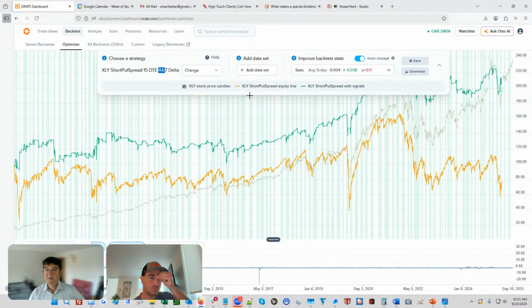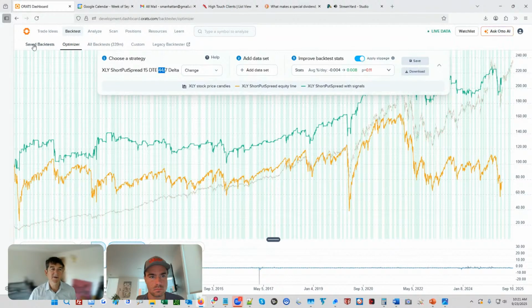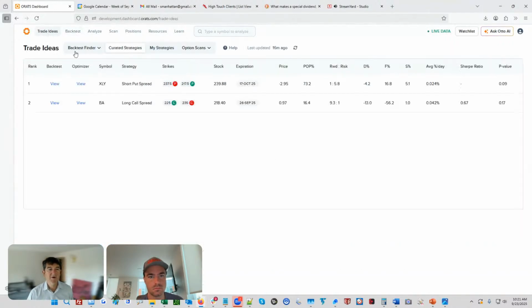So that's just a quick overview, and we've had other videos on the optimizer. But then you would save this and add it to your backtest, and that's how the curated strategies are made. So we come in and we do that, and we find optimized times to trade these, and then add these to our list of curated strategies.